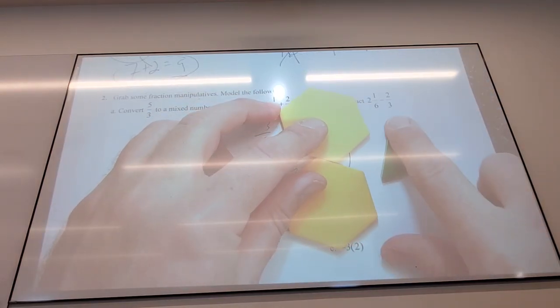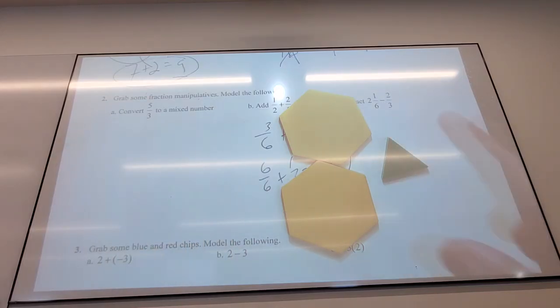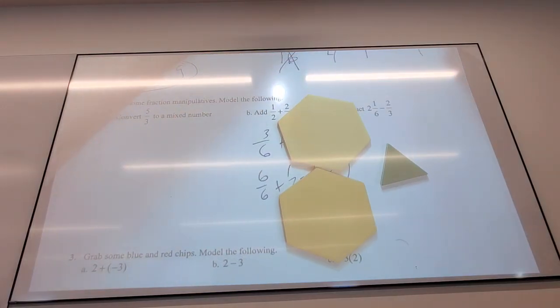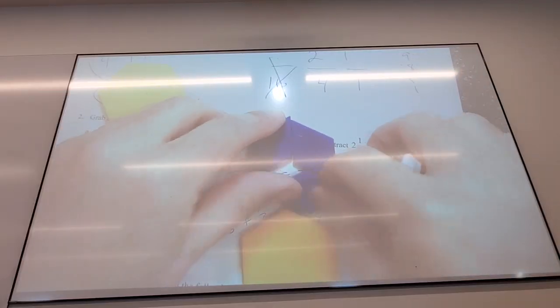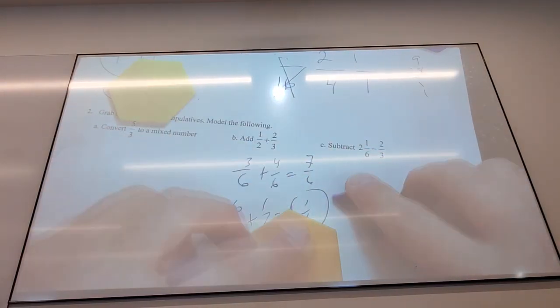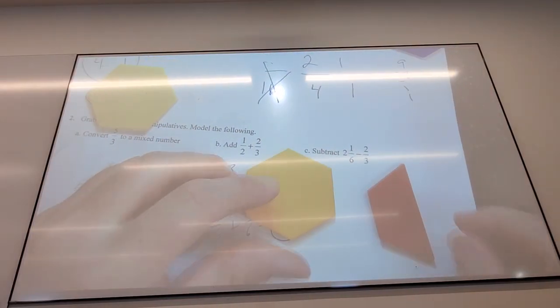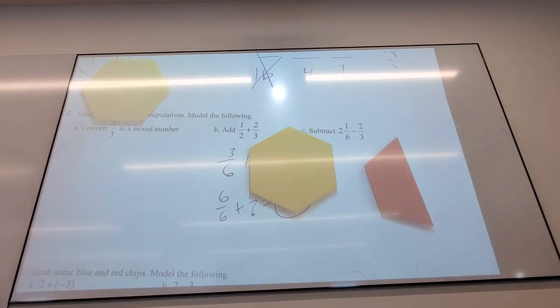So I need to be able to take away 2/3 from this. So what's the thing I can do that's the same thing that has happened once already and is about to happen again? I don't have any thirds, so what do I do? Take one of these bad boys. And now can I take away 2/3? Yes. And then what does this give me? Aha, 1 and 1/2. Yay!